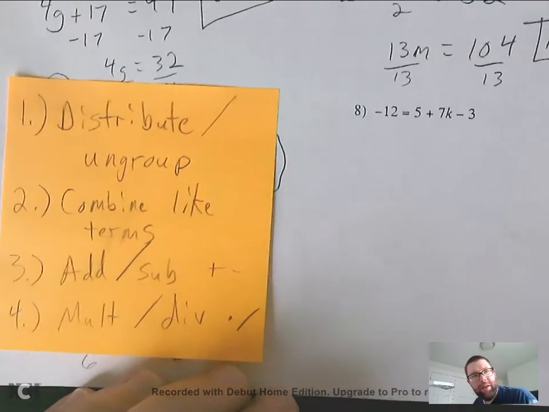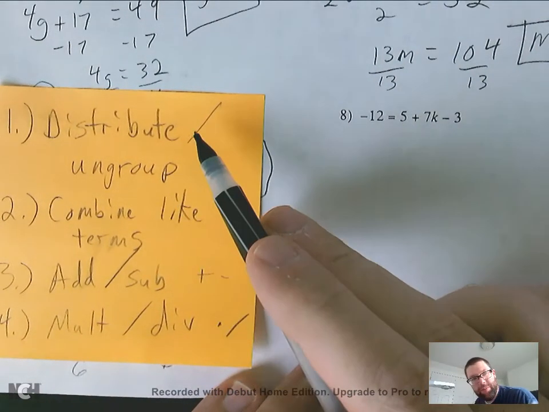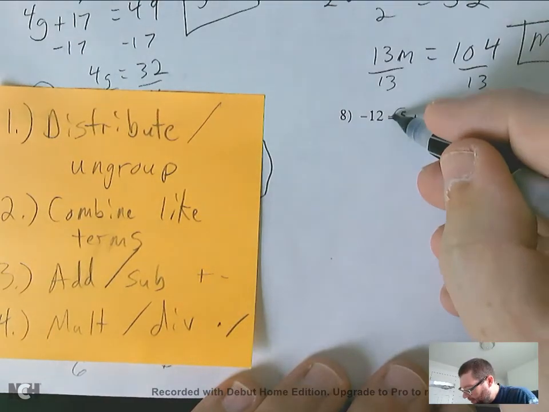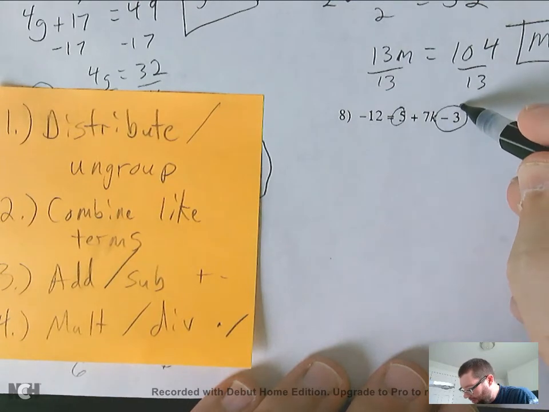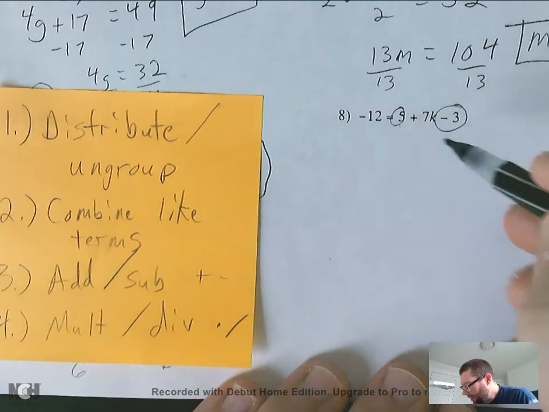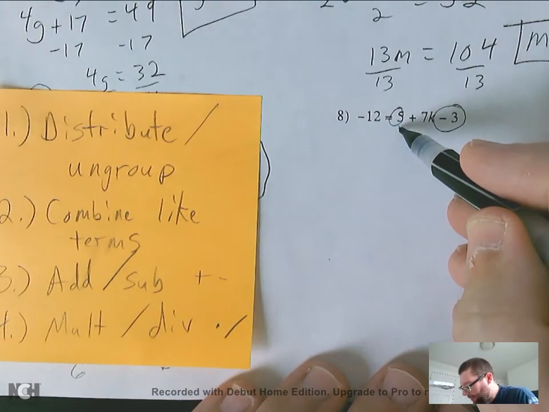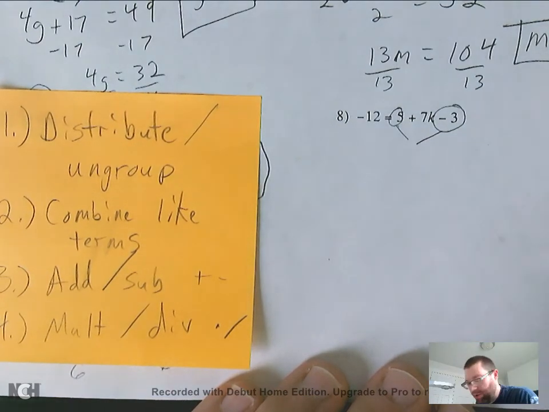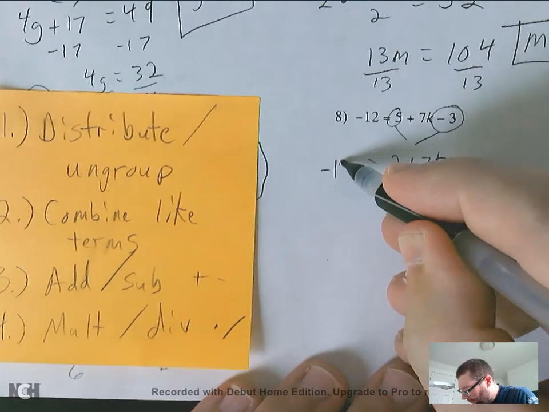So this one, little baby multi-step here. Nothing to distribute, but I do have like terms, so I've got to combine like terms. I've got a positive 5, and again, I always take the sign with it when I'm doing it, so it'll be like 5 minus 3. Now, I'm going to write this a couple of ways just so you guys can see what happens here. So 5 minus 3 is positive 2, right? So 2 plus 7k equals negative 12.